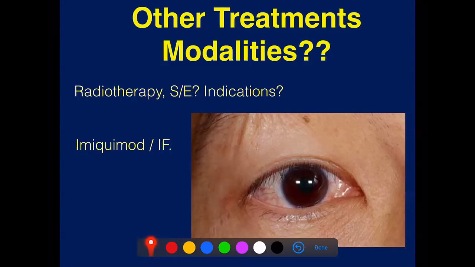There are many monoclonal antibodies that help in basal cell carcinoma and sebaceous cell carcinoma. So imiquimod is one of the treatment modalities. It's a topical cream, and interferon injection. Okay.